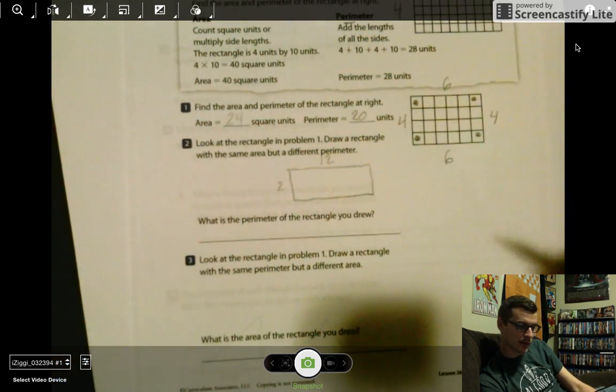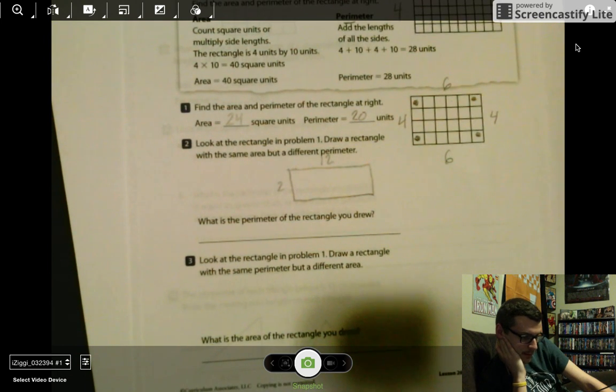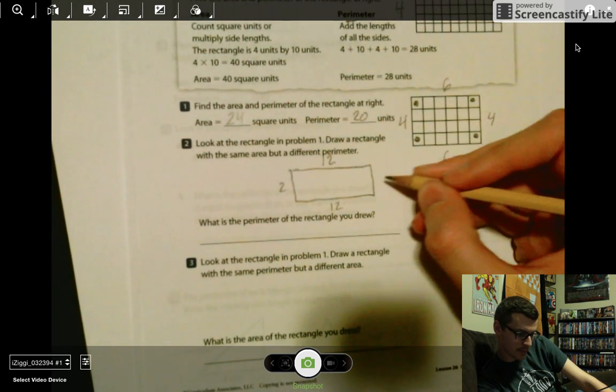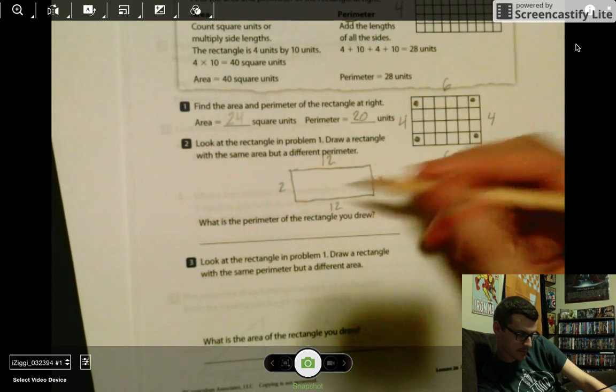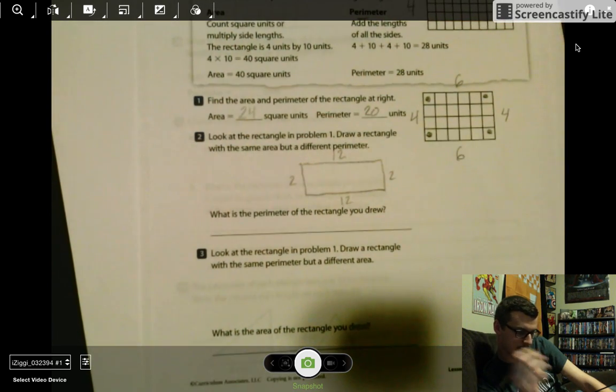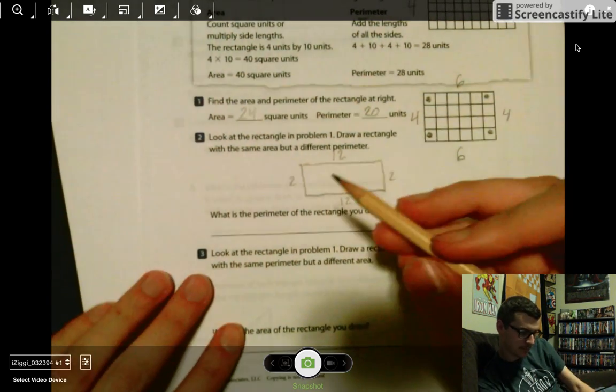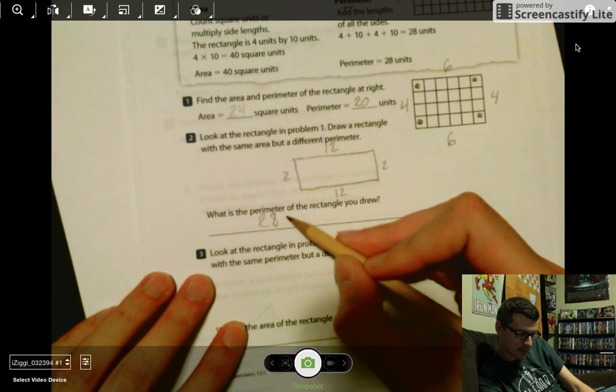So a 12 by 2 rectangle would give me an area of 24 square units, but it would have a perimeter of 24, 25, 26, 27, 28 units. So yes, that would work. So that would be 28 units.